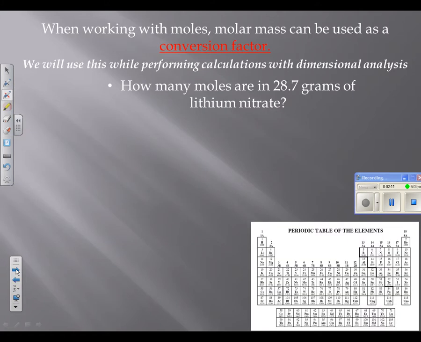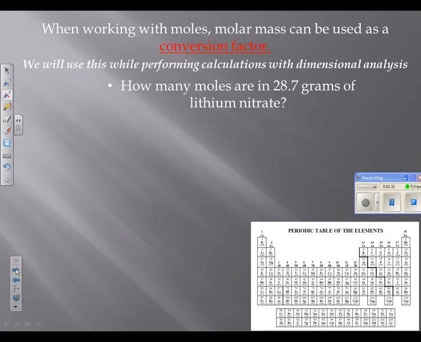Let's go on. Now we get to the math. When working with moles, molar mass can be used as a conversion factor. It's not going to be can be used. It should be will be used as a conversion factor. We're going to use this with your dreaded dimensional analysis. Don't freak out. These are very easy. Remember, all the way back to Unit 2. All you got to do is match up the units and put in the right conversion factors.